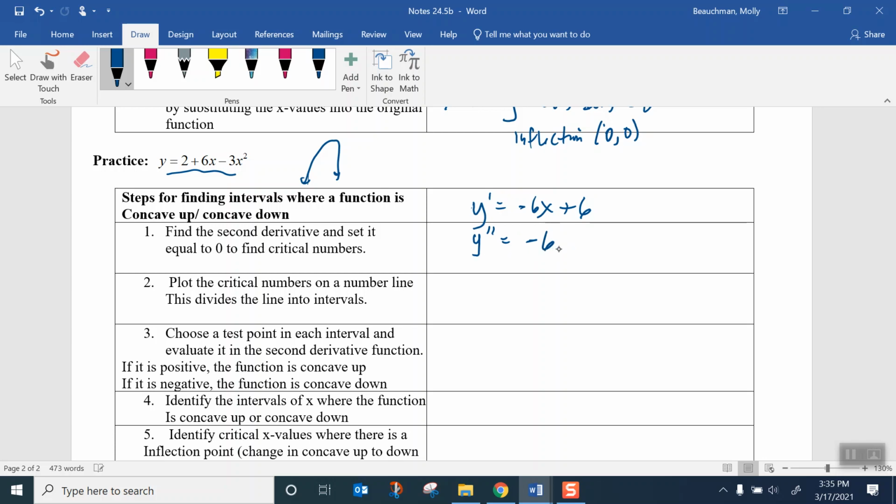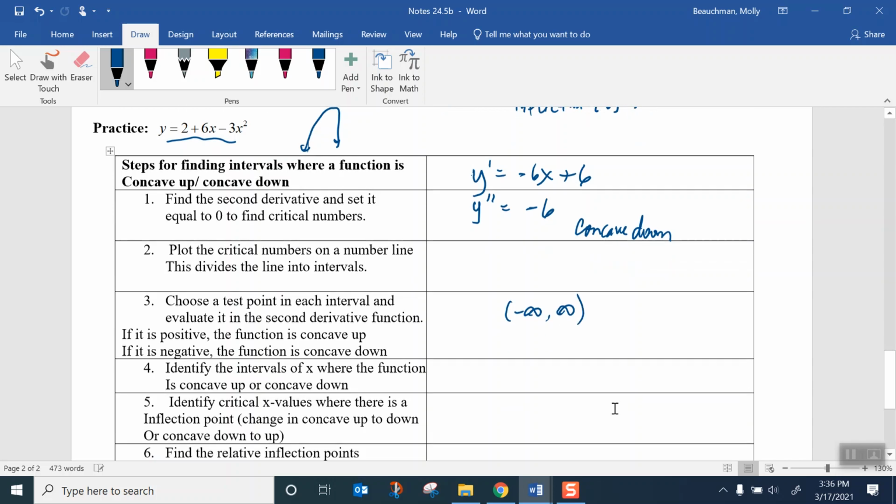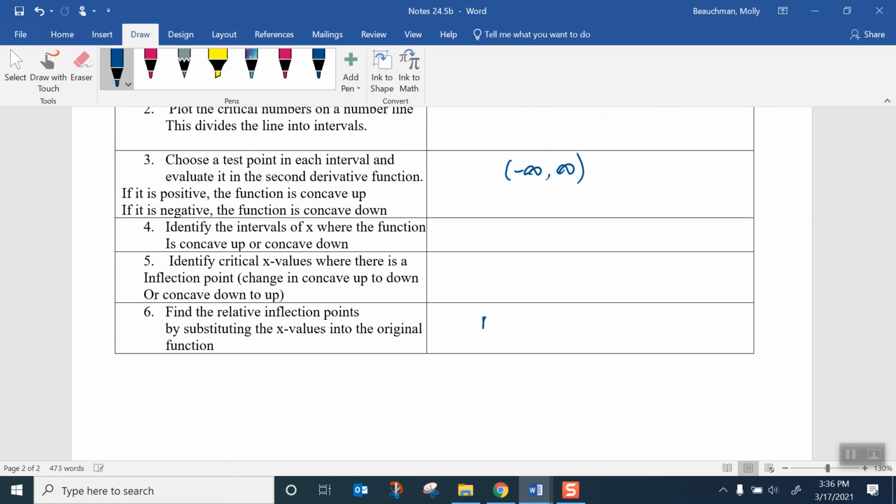So I can't set that equal to 0 and solve. There are no numbers to plot on the number line. But notice the second derivative is always negative. It doesn't matter what x is, the second derivative is always negative. That tells me my graph is always going to be concave down. So it's concave down on the interval from negative infinity to infinity. That also means it has no inflection points.